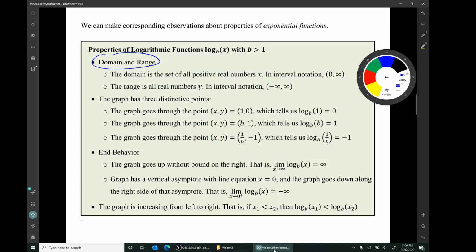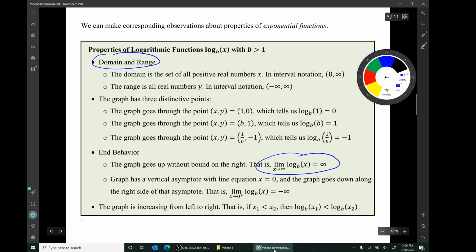Here's the description of the end behavior. The graph goes up without bound on the right, so that limit expression describes that. The limit as x goes to infinity of log base b of x is infinity. The graph goes up on the right.